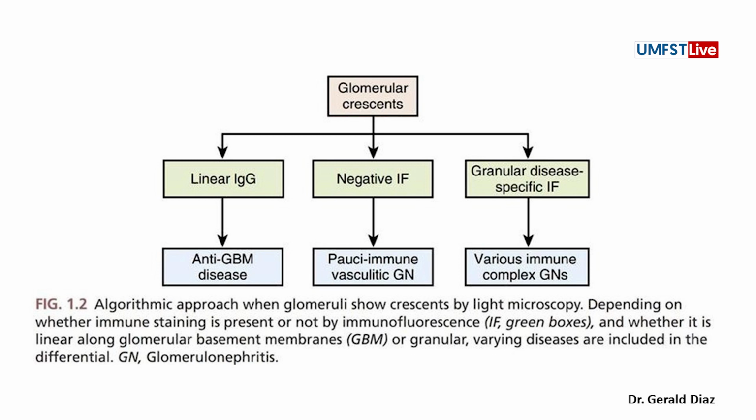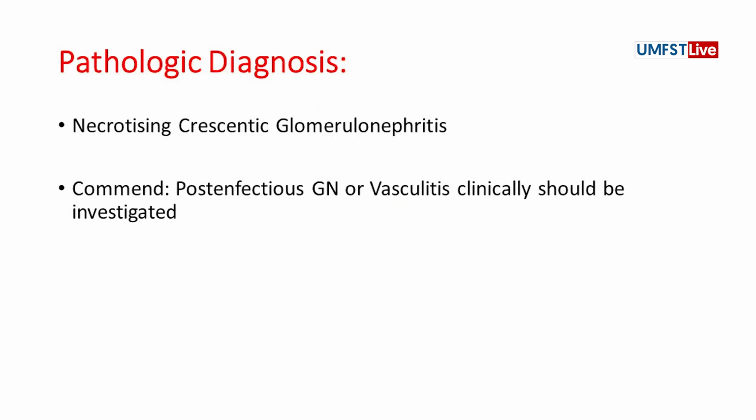But this is a baby. We call it necrotizing crescentic glomerulonephritis. It can be pauci-immune, but it can be a post-infectious glomerulonephritis. That's why the clinic is very important for this case.